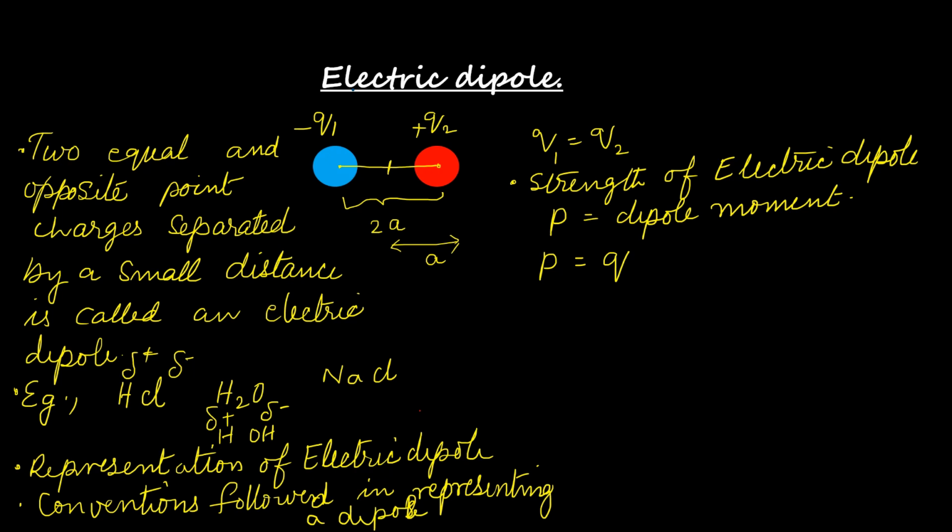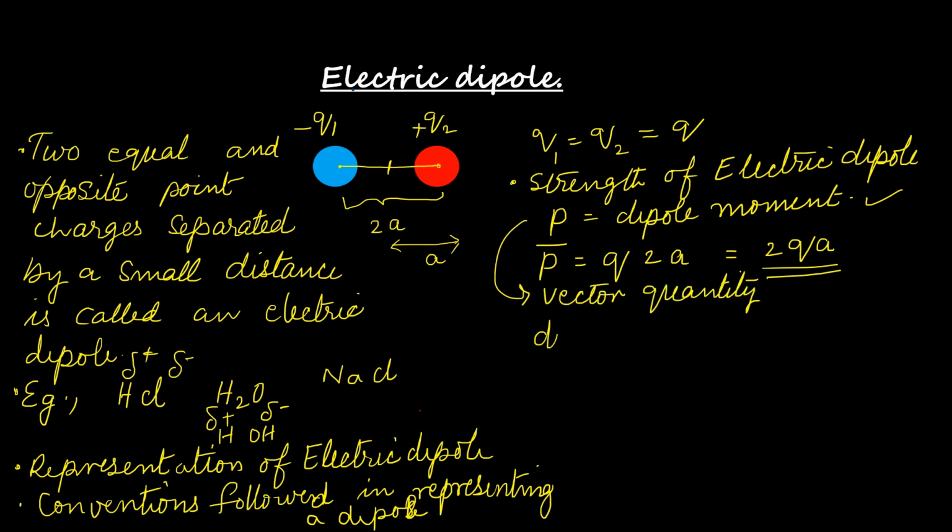Let us represent it as Q, because the magnitude of Q1 is equal to Q2. And write this as equal to Q. Their signs are not considered. So the product of Q and the distance between the two, that is 2a, can be written as 2qa. This gives the magnitude. Dipole moment is a vector quantity, so we have to show that over the symbol for dipole moment. So it has magnitude and direction.